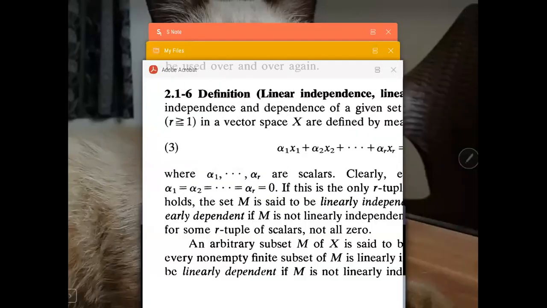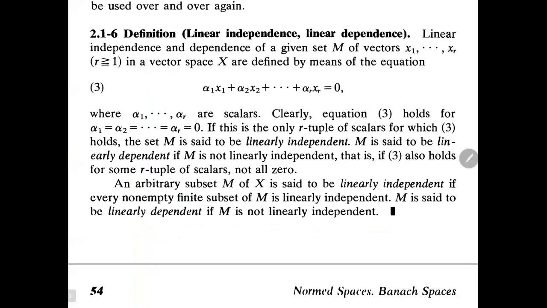We say that any arbitrary subset M of X is linearly independent if every non-empty finite subset of M is linearly independent. M is said to be linearly dependent if M is not linearly independent. So it is linearly independent if every non-empty finite subset of M is linearly independent. It is not linearly independent if there exists some finite subset which is not linearly independent.